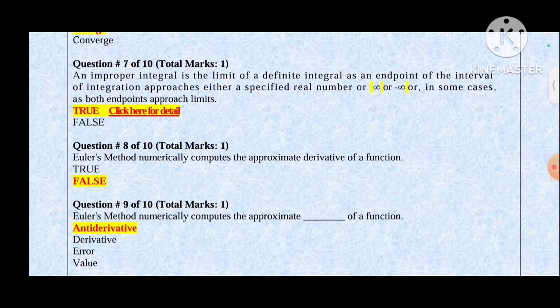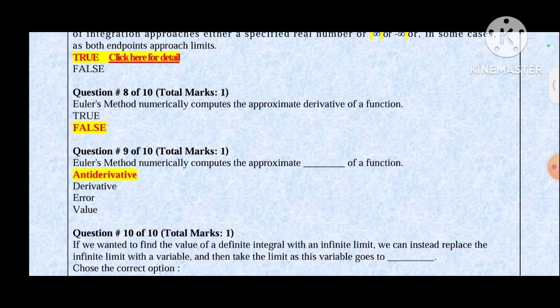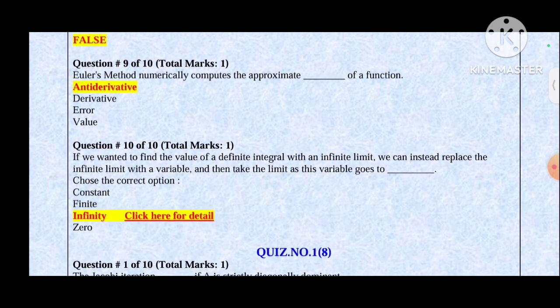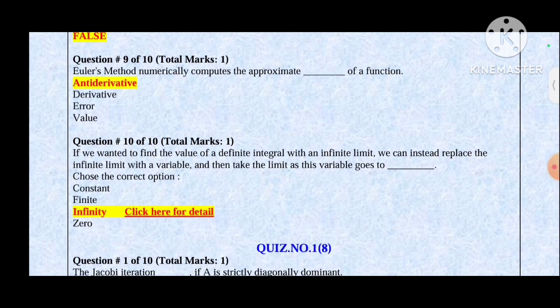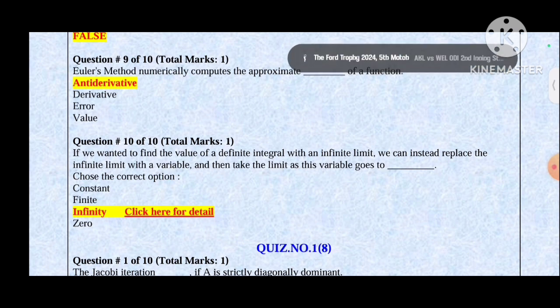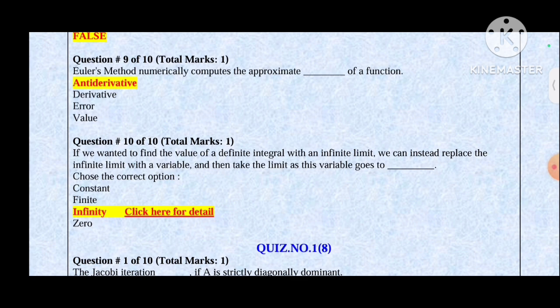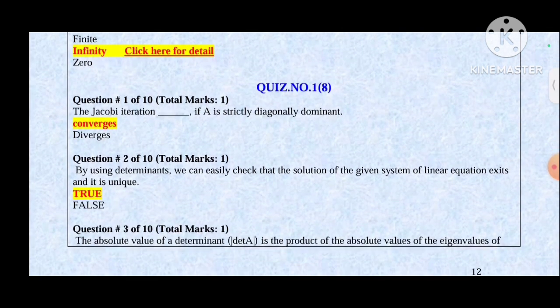Euler's method numerically computes the approximate derivative of a function. True. Euler's method numerically computes the approximate antiderivative of a function. If we want to find the value of a definite integral with an infinite limit, we can instead replace the infinite limit with a variable and then take the limit as the variable goes to infinity.